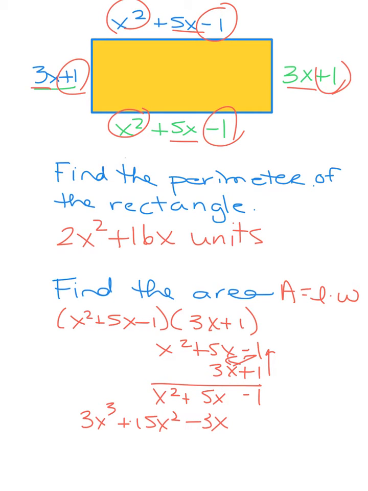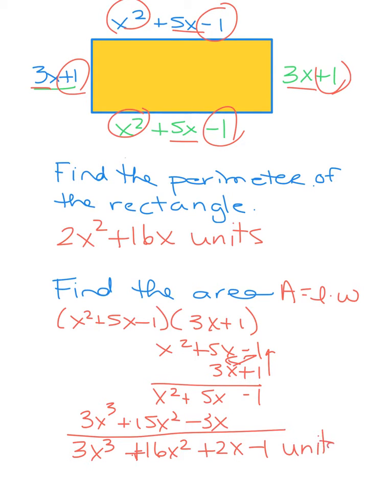Now that I have everything distributed and they're all in the right columns, I'm going to add and combine my like terms. So I have 3x to the third plus 16x squared, and then I have plus 2x minus 1. And this time again it's going to be units squared because area is squared. So that's my final answer for the area.